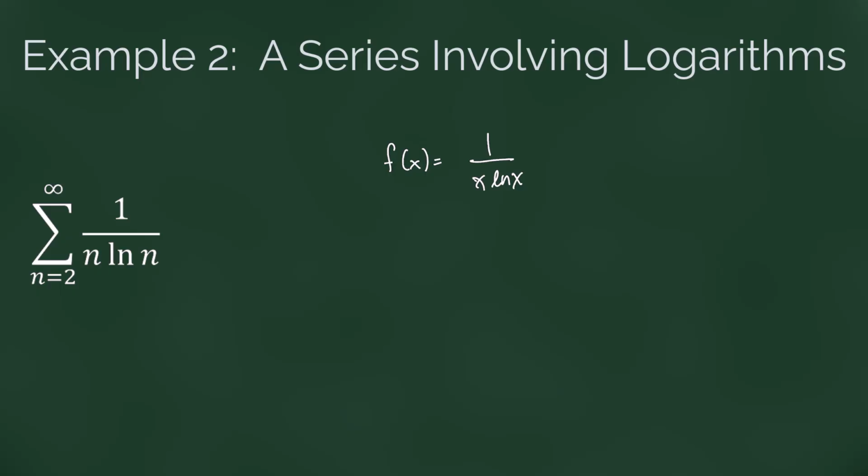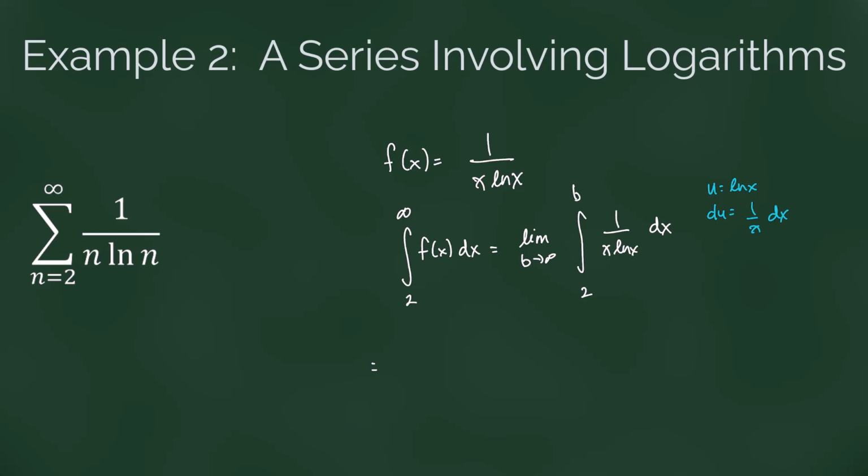Now, because our series is starting at 2, we can actually look at the integral from 2 to infinity of f of x dx, which is going to be the limit as b goes to infinity of the integral from 2 to b of 1 over x ln x dx. We can solve this using u substitution. We'll let u be ln x so that du is 1 over x dx.